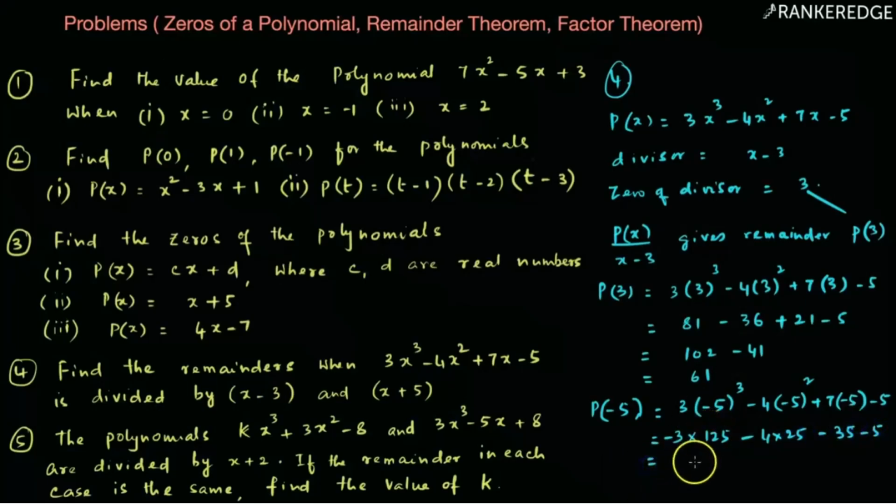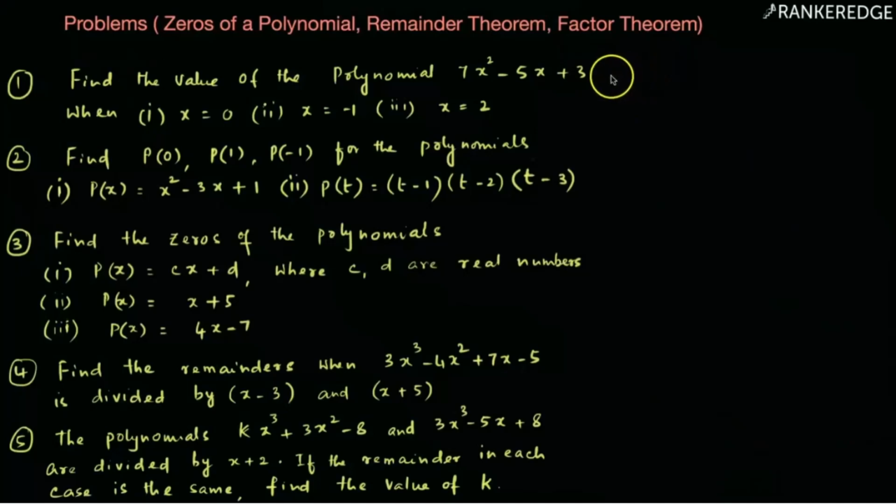So this will be minus 375 minus 100 minus 40. So this will be minus 515. Okay. So that is the remainder when you divide that polynomial by x plus 5.